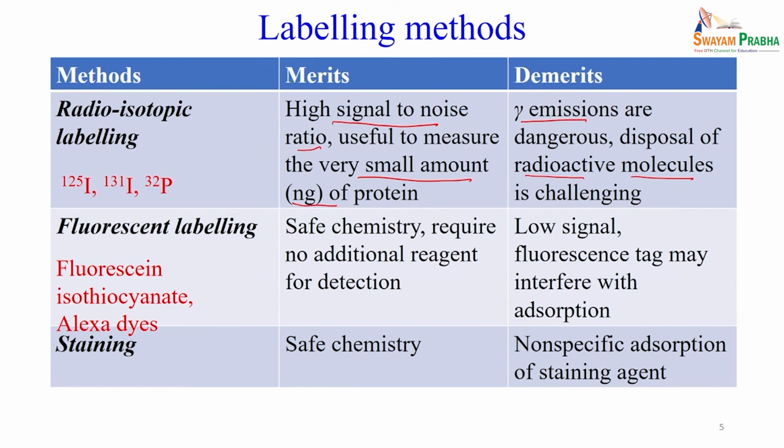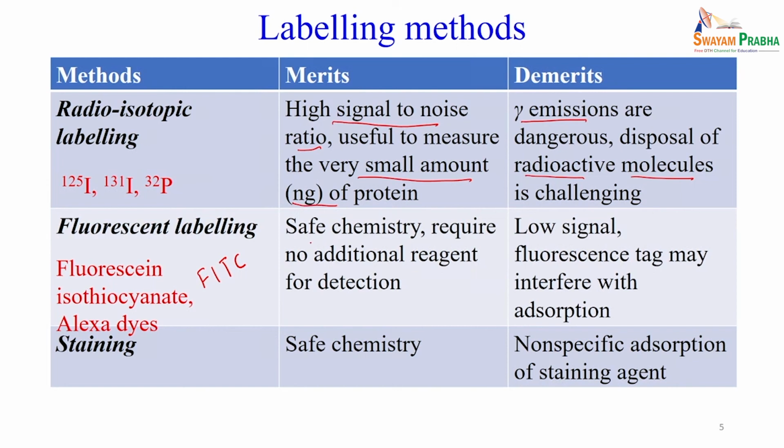Next method is the fluorescent labeling. So, rather than adding some isotope, we are adding some fluorescent molecule like FITC, or we are having some Alexa Fluor or some Alexa dyes. So, these molecules bind to the primary sequence of a protein, then depending on the fluorescence intensity we analyze what is the amount of adsorbed protein. If there are more protein molecules, the fluorescence intensity will be higher.